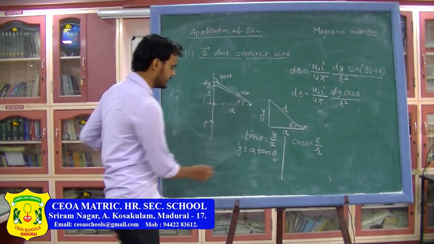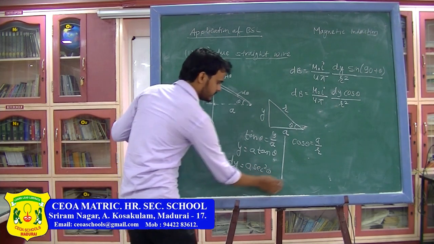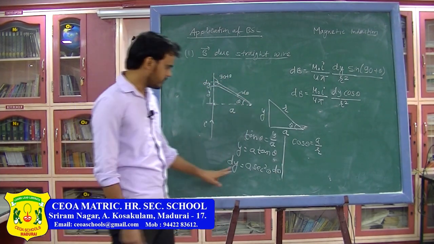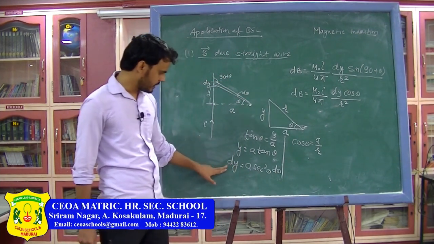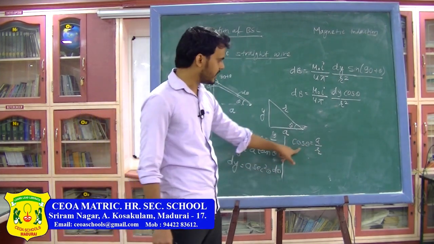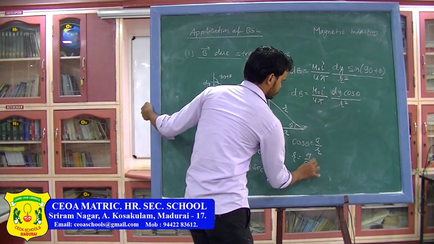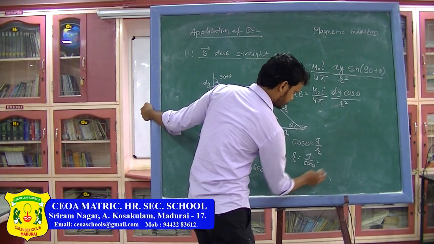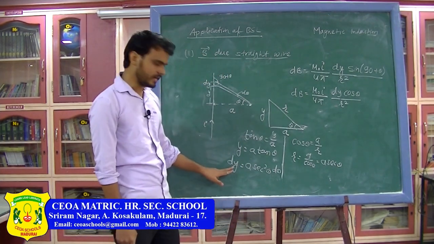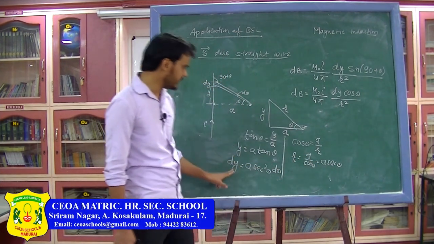So from here I can write dy is equal to a sec square theta d theta. So I have converted dy into this form. So now dy is in terms of theta only. From here also I can write r is equal to a by cos theta, which again can be written as a sec theta. So now I have converted y in the form of theta and r in the form of theta again. So I can replace the value of dy and r in that equation.